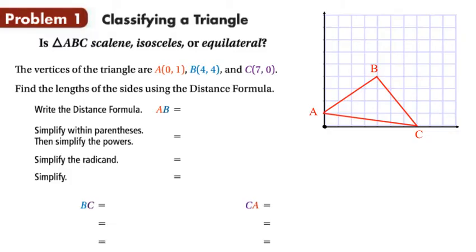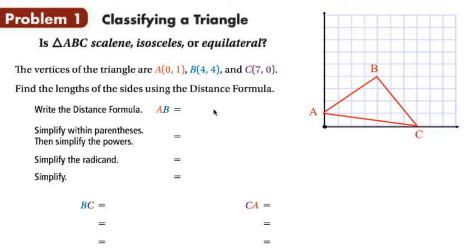So in our first example, we want to know whether triangle ABC is scalene, isosceles, or equilateral. A scalene triangle, if you remember, has all three sides different lengths. An isosceles triangle has two sides that are congruent. And an equilateral triangle has all sides congruent. So the vertices of our triangle are given, and we need to use the distance formula to find the length of each of those sides of the triangle.